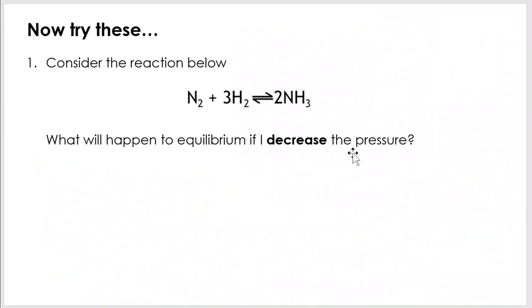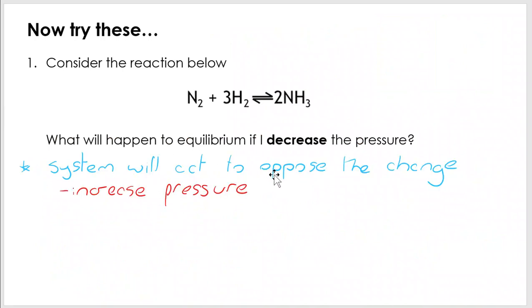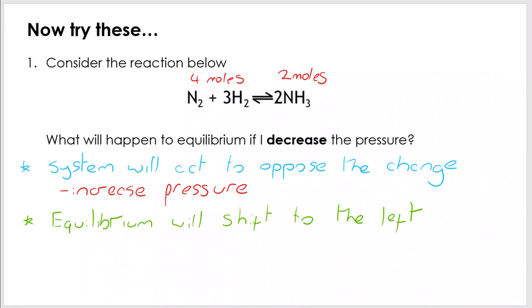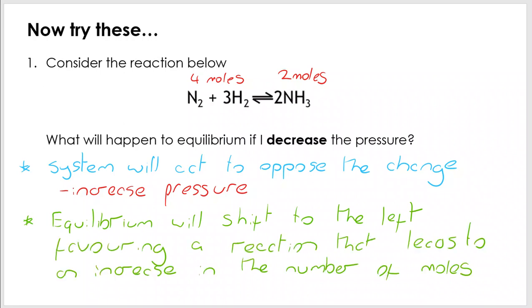In this case, what will happen if I decrease the pressure? Well, the system will act to oppose that change. It wants to increase the pressure. It's the same equation as before. There are 4 moles on the left and 2 moles on the right. So if I decrease the pressure, the equilibrium is going to shift this time to the left. It's going to favour the reaction that leads to an increase in the number of moles. The pressure has been decreased on the system, so the system will try to bring it back up by having more molecules to collide and exert that pressure.